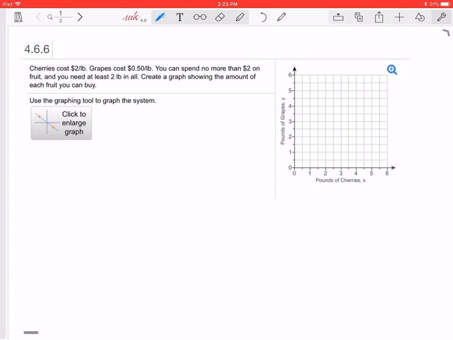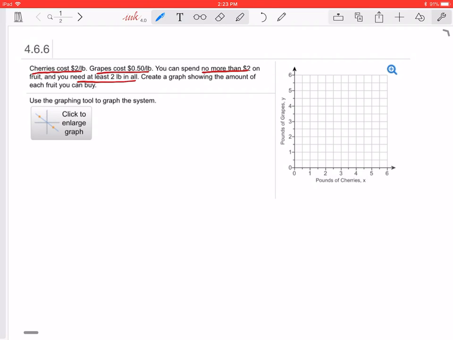On this one, I'm going to talk about one of the problems from the homework again. This one's going to be a little bit different. We're going to talk about a word problem, and then I'm also going to show you how to graph it. It says cherries cost $2 per pound, and grapes cost 50 cents per pound. We can spend no more than $2 on fruit, and we need at least 2 pounds.